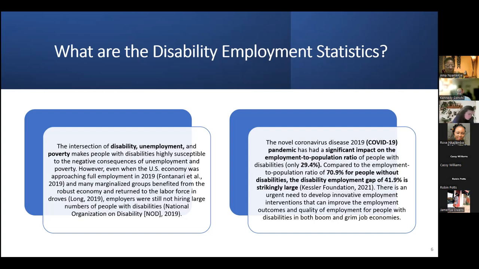The book or the research is even talking about the impact of COVID-19 on the employment to population ratio for people with disabilities. So basically, it was saying it's an increase. Compared to the employment to population ratio of 70% for people without disabilities, the disability employment gap of 41% is strikingly large. It's saying that there's an urgent need to have innovative employment interventions that can improve employment outcomes.